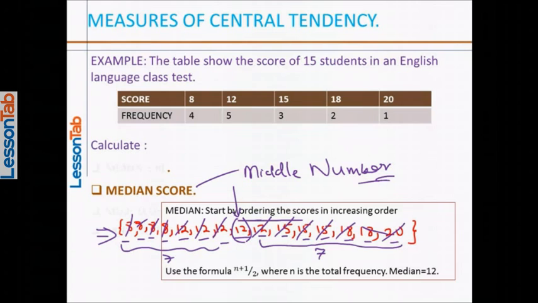So that is one way of finding the median. The next method is using a formula, and there is a very neat formula that we can use. That formula says the position of the median is going to be n plus 1 divided by 2. N plus 1 divided by 2. What is n?